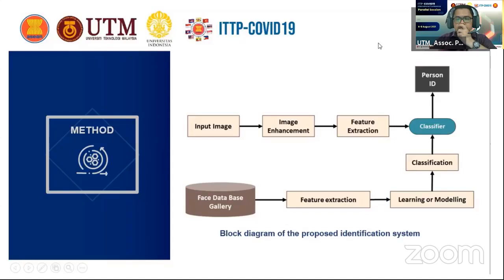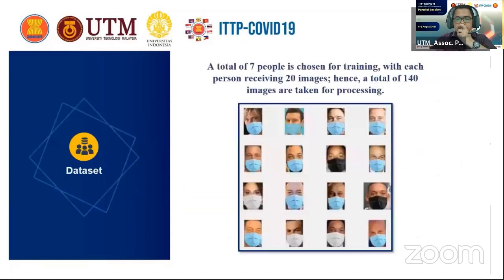For the dataset, we used a small dataset of 7 people, each person having 20 images. Then a total of 140 images is taken for processing. Here are some examples of these data.